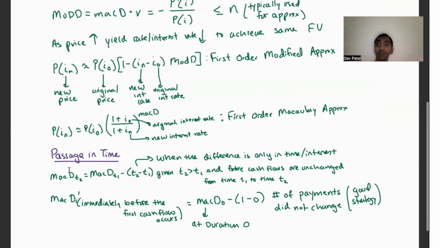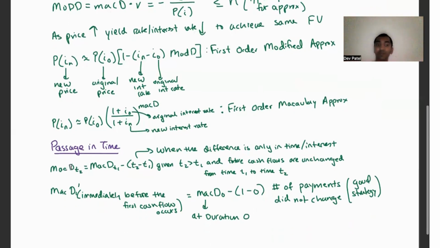Passage of time refers to how we can know how the Macaulay duration changes between two time periods, where in those two time periods the cash flows are unchanged. So this is a formula that you can use where you're going from, let's say, time period 0 to time period 1, assuming that the number of payments and the amount of payments have not changed. So if the first payment starts at time period 1, you're starting at time period 0, you've calculated your Macaulay duration, then you go to immediately before time period 1, and note that time period 1 is when the first payment happens.